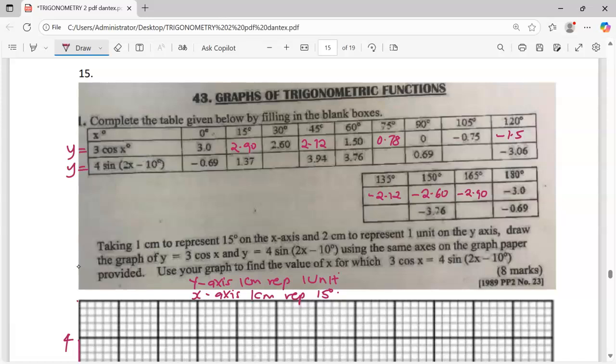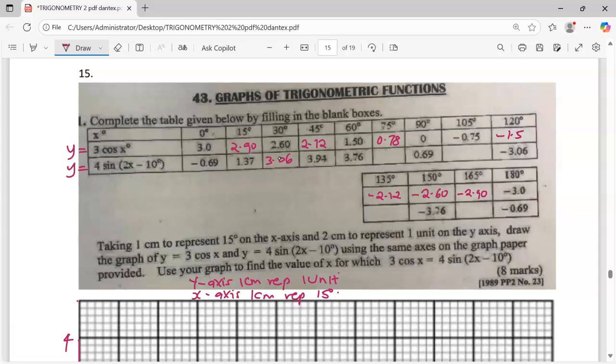Next we are going to have 2 times 30, which is 60 minus 10. We press 4 sin 50, which will give us 3.06. Next we are going to have 45 times 2, which is 90 minus 10, which is 80. So 4 sin 80 will give us 3.94. Next we have 60 times 2, 120 minus 10, which is going to give us 110. And therefore 4 sin 110 will give us 3.76.